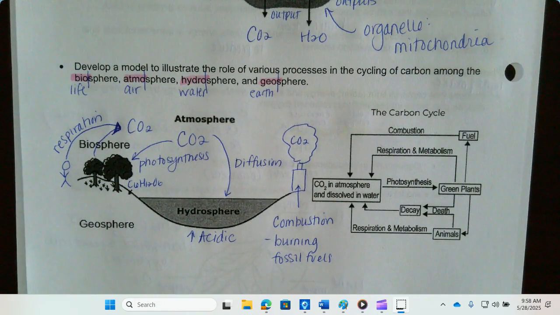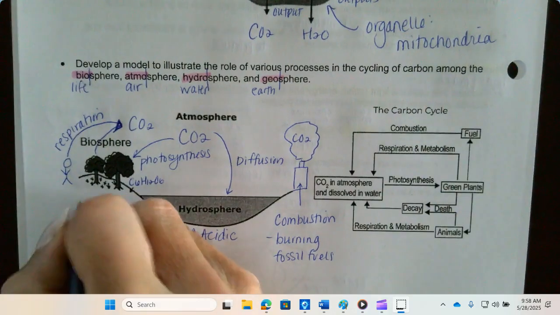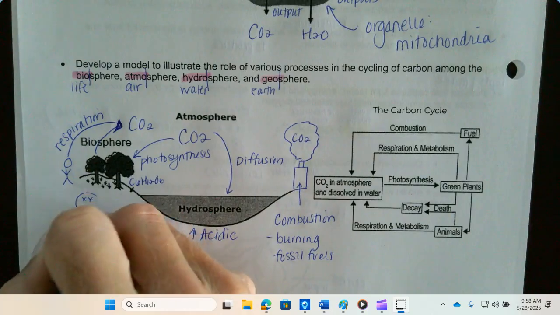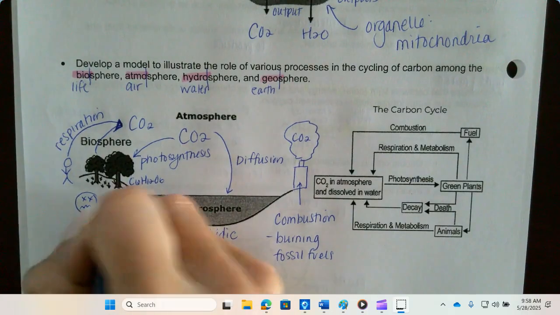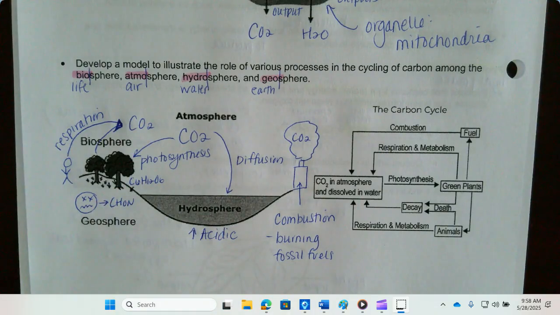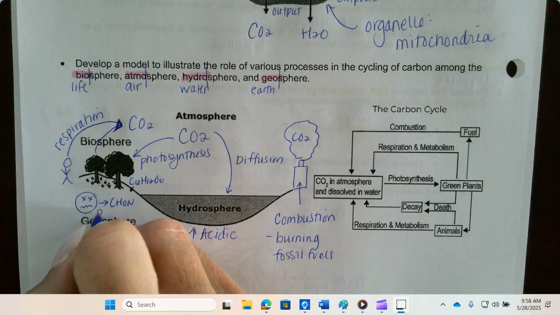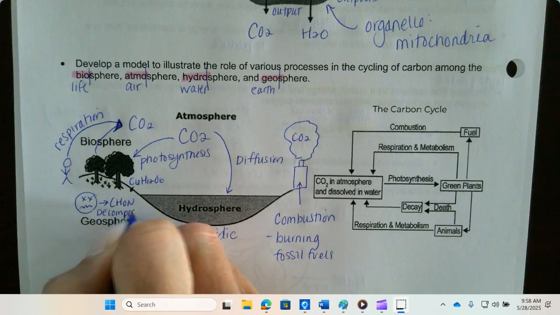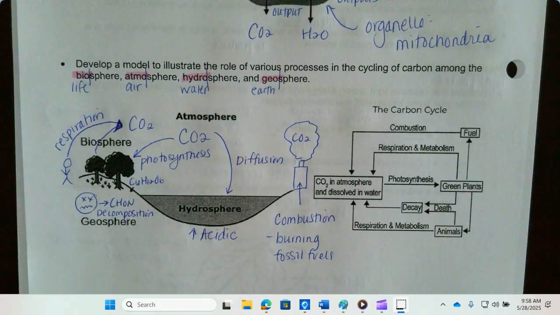The geosphere, dead things, are going to be on the soil. And when those dead things are on the soil, the bacteria or the decomposers come and break them down. All living things are made up of carbon, hydrogen, oxygen, nitrogen, along with other elements. And once you die, the bacteria start to break you down. So here I have a dead organism. And then we wind up having the elements go back into the geosphere. And that's known as decomposition.